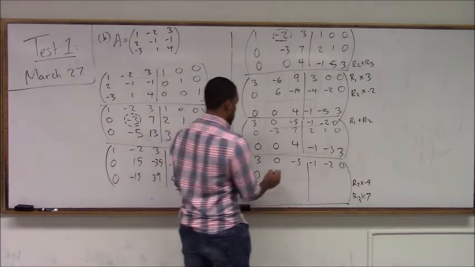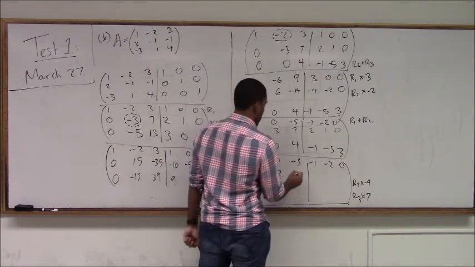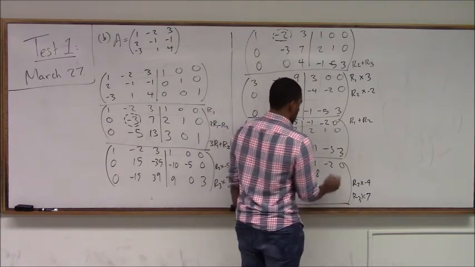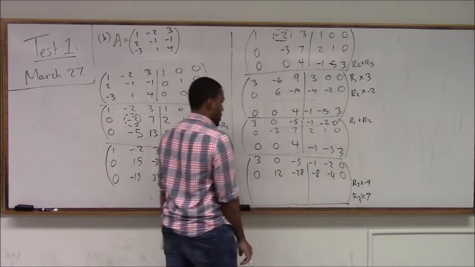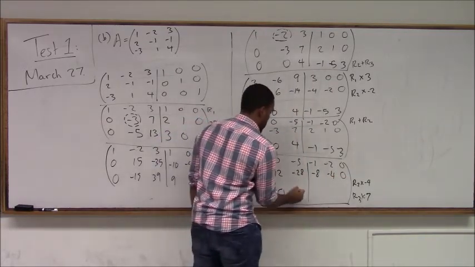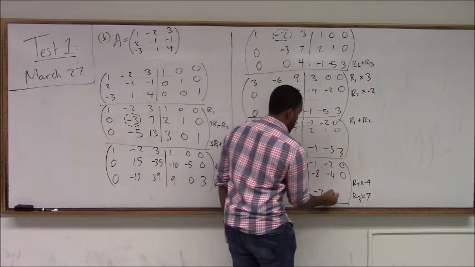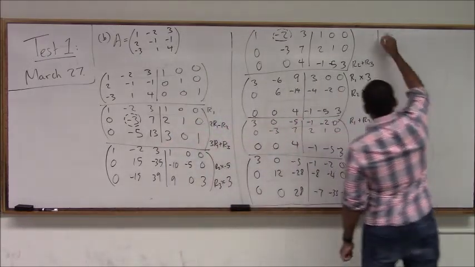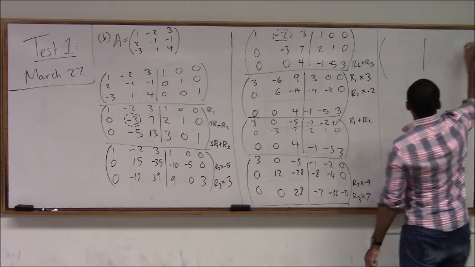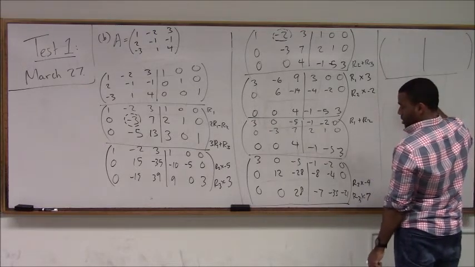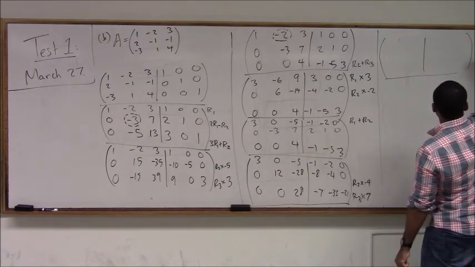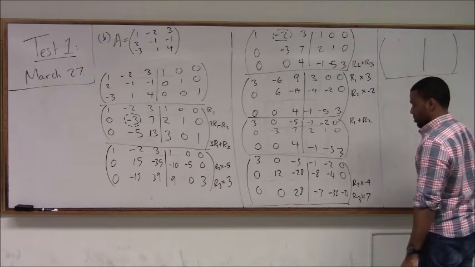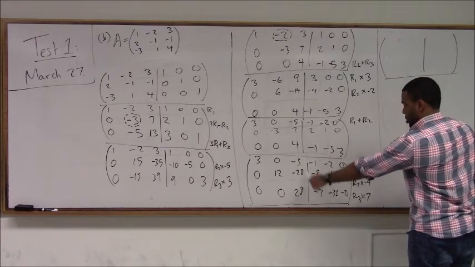So if I multiply this by minus 4, I'll get 12. Multiply this by minus 4, I get minus 28. Multiply this by minus 4, I get minus 8. I'll multiply this by minus 4, I get minus 4, and 0. That's 0, 0. Multiply this by 7, I get 28, minus 7, minus 35, minus 24. And now I'm going to add row 2 and row 3 here.